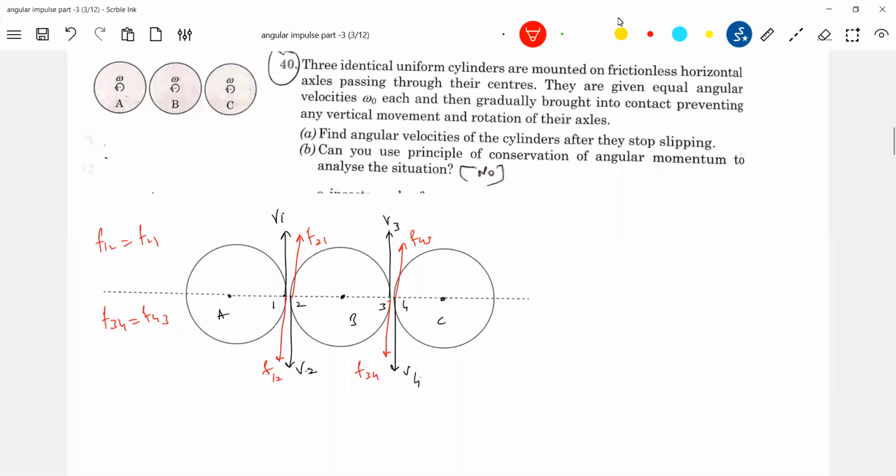Okay, this much is there. What will this friction F12 do? It will decrease the linear velocity of 1. And this F21 will decrease the linear velocity of this one. And finally, what is asked? Find the angular velocity of cylinders after they stop slipping. Tell me finally what should happen now?